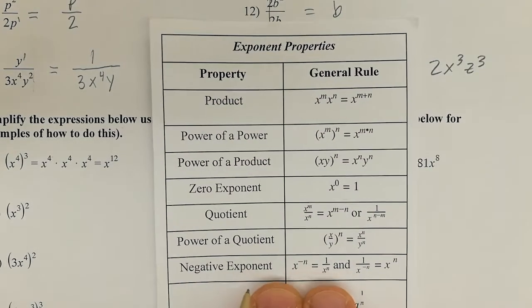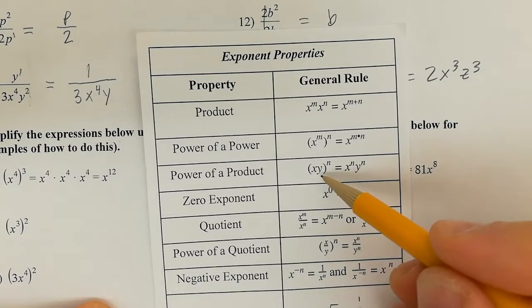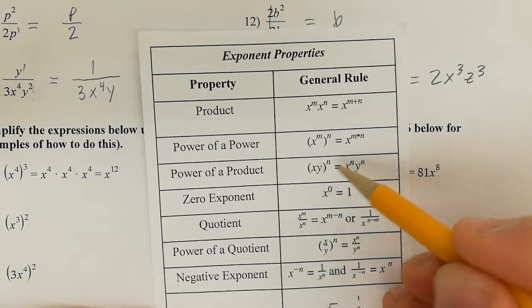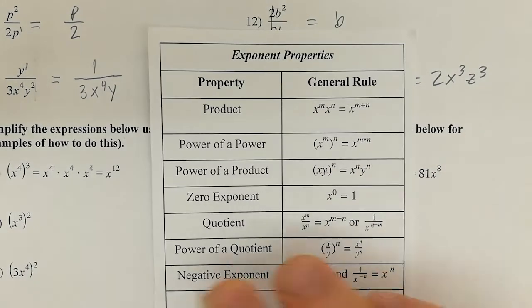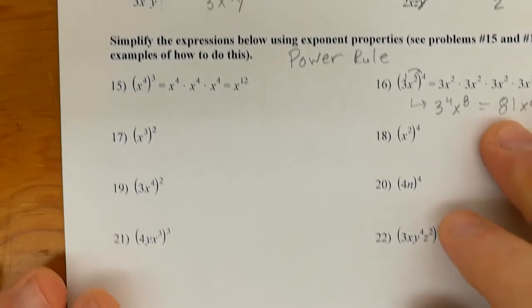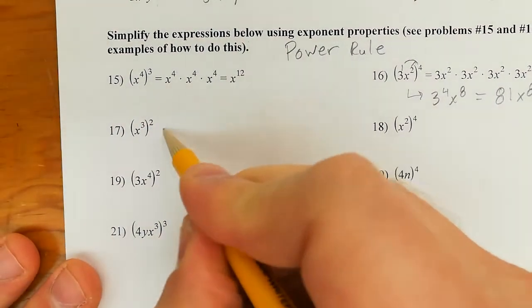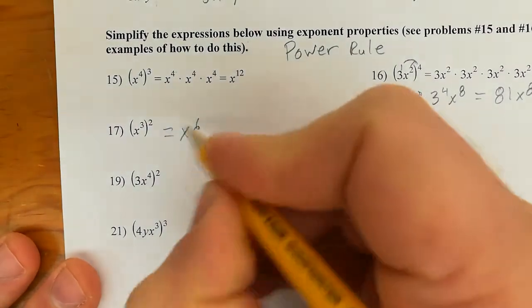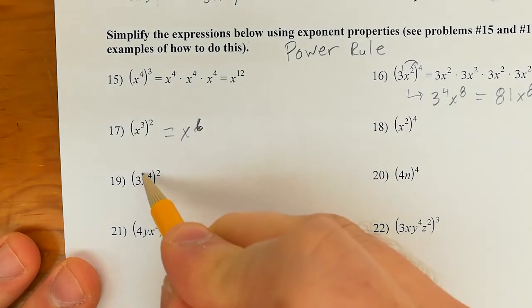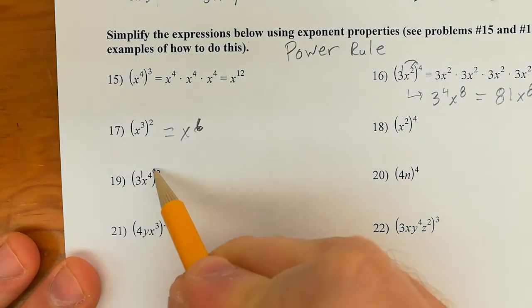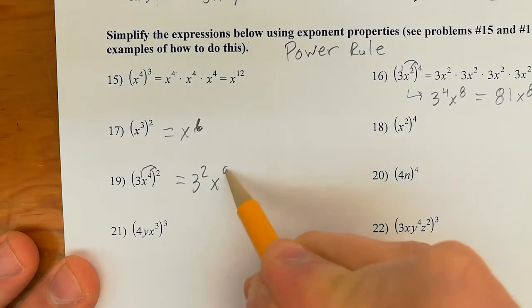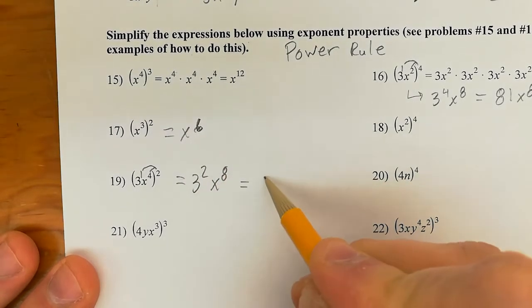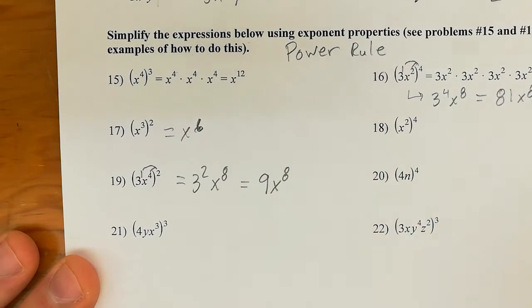And so those are both on here. Power of a power or power of a product. If you have more than one thing, you apply those exponents to each factor inside the parentheses here. All right. So number 17, you multiply those, you get x to the 6th. Number 19, again, you might want to write in that 1 there. This multiplies both exponents. You're going to get 3 to the 2nd times x to the 8th, and 3 to the 2nd is 9. So there you go.